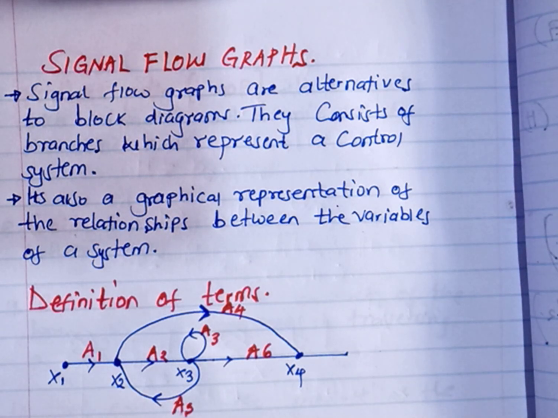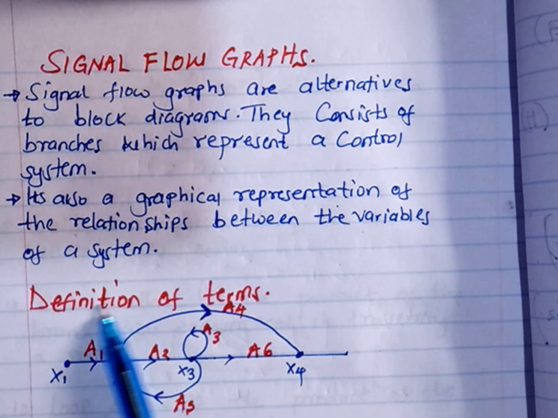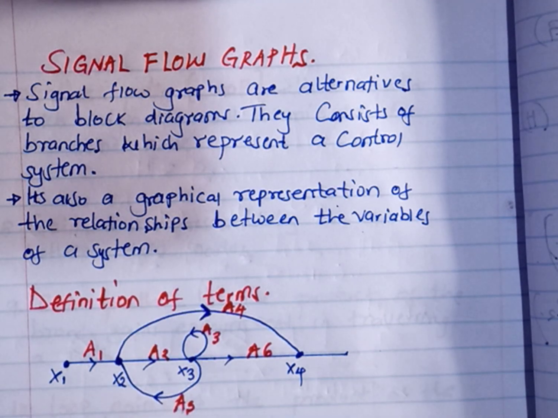When you looked at block diagrams, we had several blocks in that block diagram. But when it comes to signal flow graphs, we're going to have the same parameters, but with a change of terms, because they are alternatives to the block diagrams. Instead of having blocks, we'll have another term. Instead of having the summing point, we'll have another term for that. So now I'm going to use this diagram that I've just drawn to explain the terms that are used in a signal flow graph.